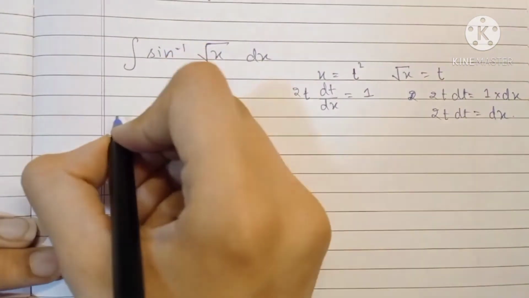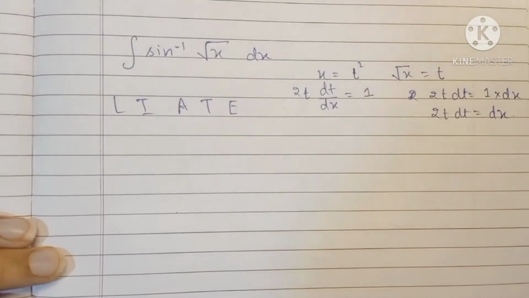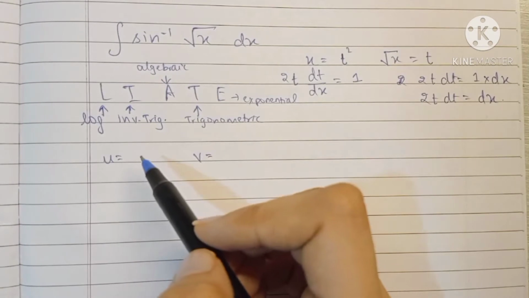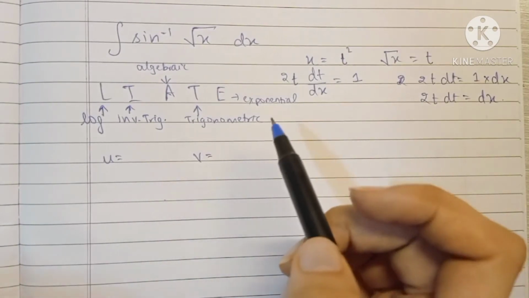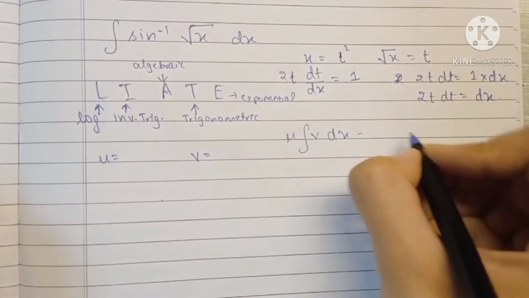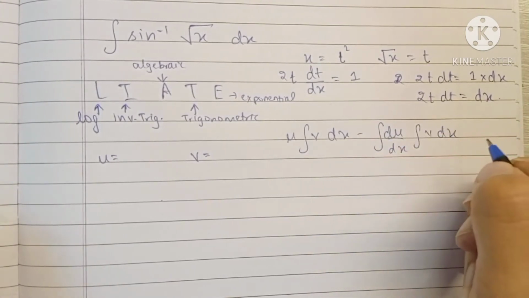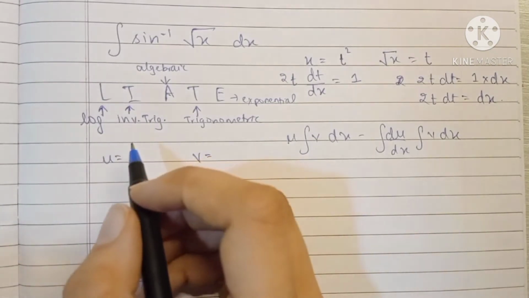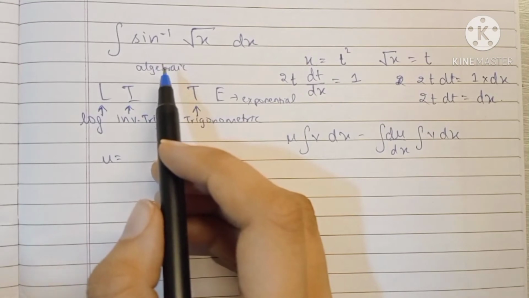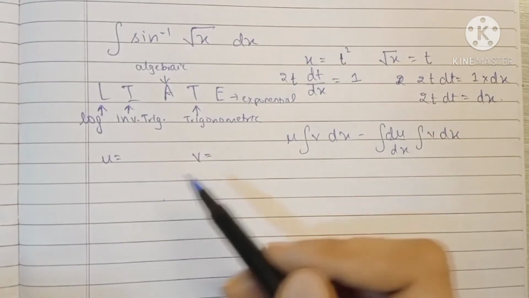And now I'll show you the LIATE rule, because we are integrating by parts. The LIATE rule helps us to decide which term of the integral we should keep as u and which term we should keep as v in the by parts formula. The by parts formula is u into the integration of v dx minus the integration of the differentiation of u into the integration of v dx. So the LIATE rule helps us to decide which term we should keep as the first term, that is the u term, based on which term of the integral is easier to integrate and which is easier to differentiate. So here we have two terms.